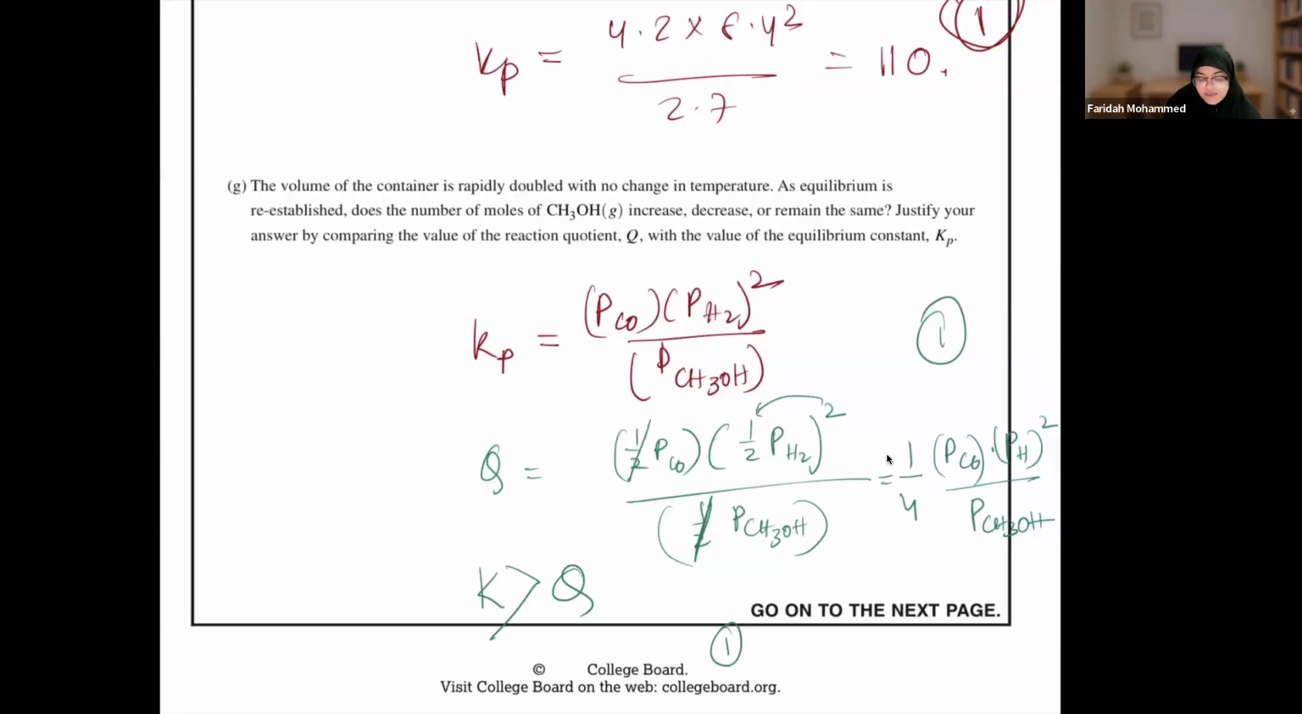Because Q is less than K, the reaction is going to go forward. Yes, Rihanna? So what you're saying is that to get both points, we have to say that Q is greater than K, and we also have to show the math that you did. Yes, to confirm. You have to confirm that Q is less than K. I did it because of Le Chatelier's principle. This is because they also want you to talk about the Q. Okay. Any other questions?